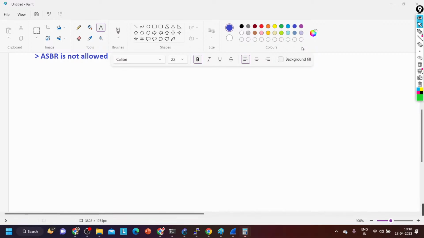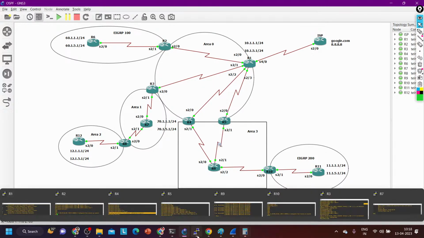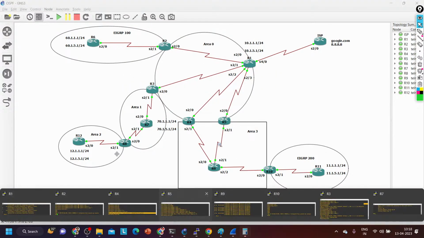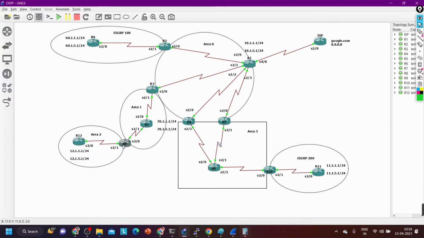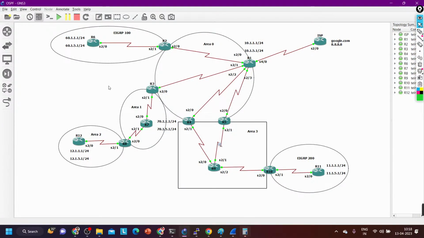So we have discussed all LSAs. Here router number 8 will receive these prefixes or not? Yes, router number 8 will receive all these prefixes, but router number 12 will not receive any EIGRP prefixes, nor any prefixes of OSPF area 0 or OSPF area 3. Yes or no? So here on router number 8 we can make one interface in OSPF area 0. Those things you guys can do by yourself.